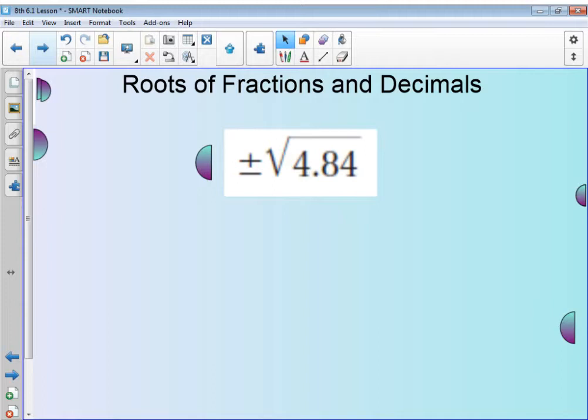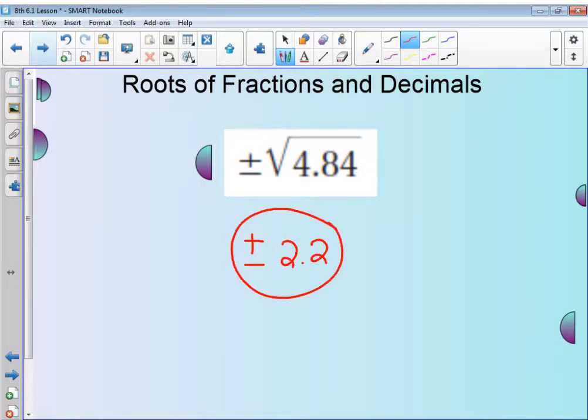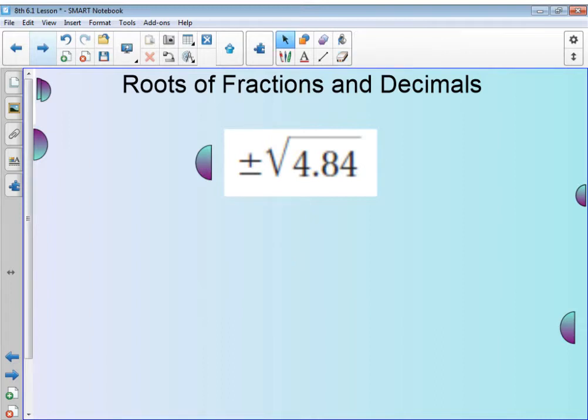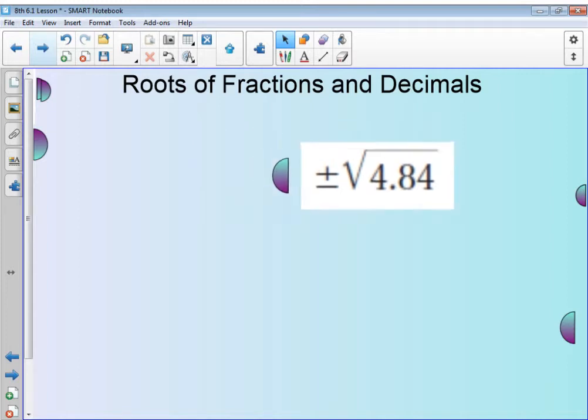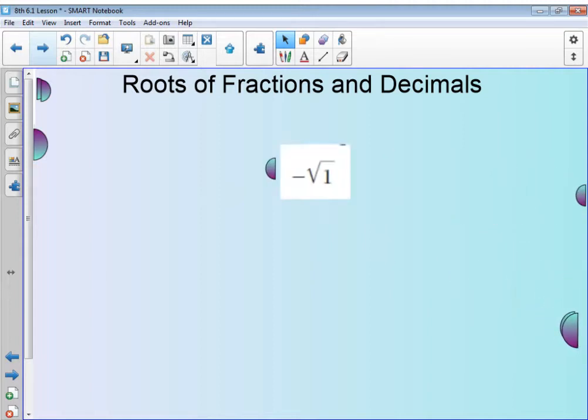Okay, so this time they're asking for the positive and negative of the square root of 4.84. Okay, so I've got the positive and the negative, and now the square root of 4.84 gives me 2.2. This is my final answer. Okay, remembering, understanding how to use that calculator. If you've got your square root button, it depends on the calculator. Sometimes you push that first and then the digits, and sometimes you do the digits first and then the square root button. You have to remember from yesterday how your calculator works.